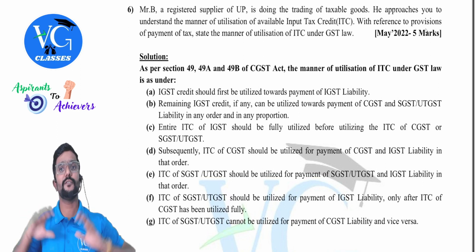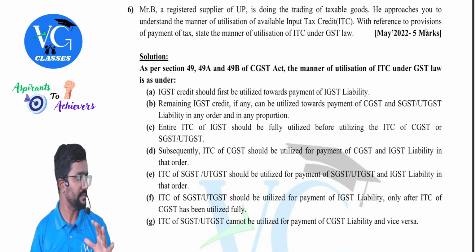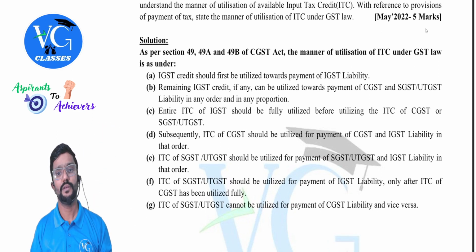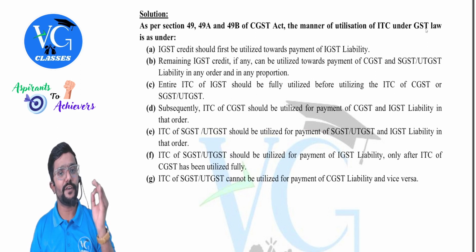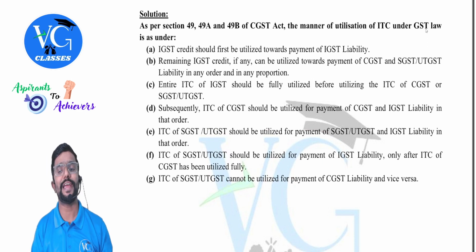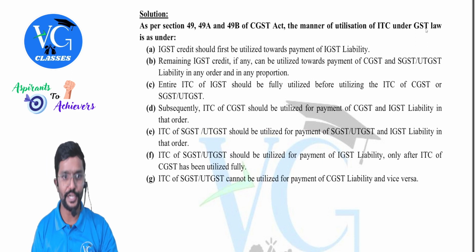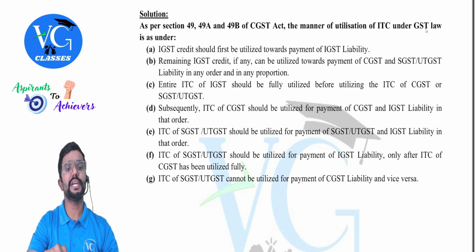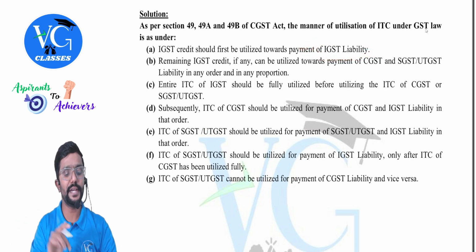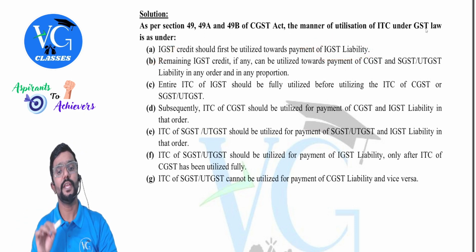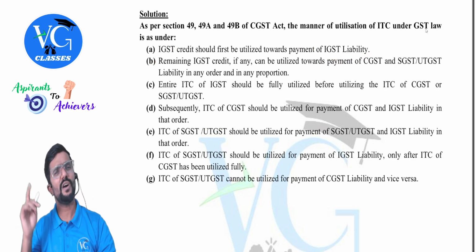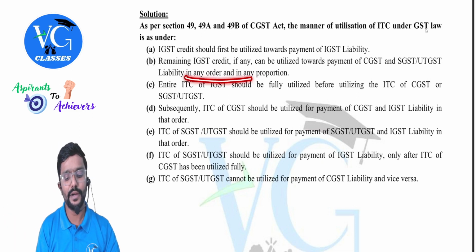Guys, see, sir, for this kind of question, can I put the table what you have given? Don't put it. That is anyway right, but please explain. Below the table, I had given the points, no, like that you explain. As per section 49, 49A, 49B of CGST Act, along with rules, the manner of utilization of ITC under GST law is as under. First one, IGST credit should first be utilized towards payment of IGST liability. Even after this, if some credit is pending, remaining IGST credit, if any, can be utilized towards payment of CGST and SGST or UTGST liability in any order, in any proportion.